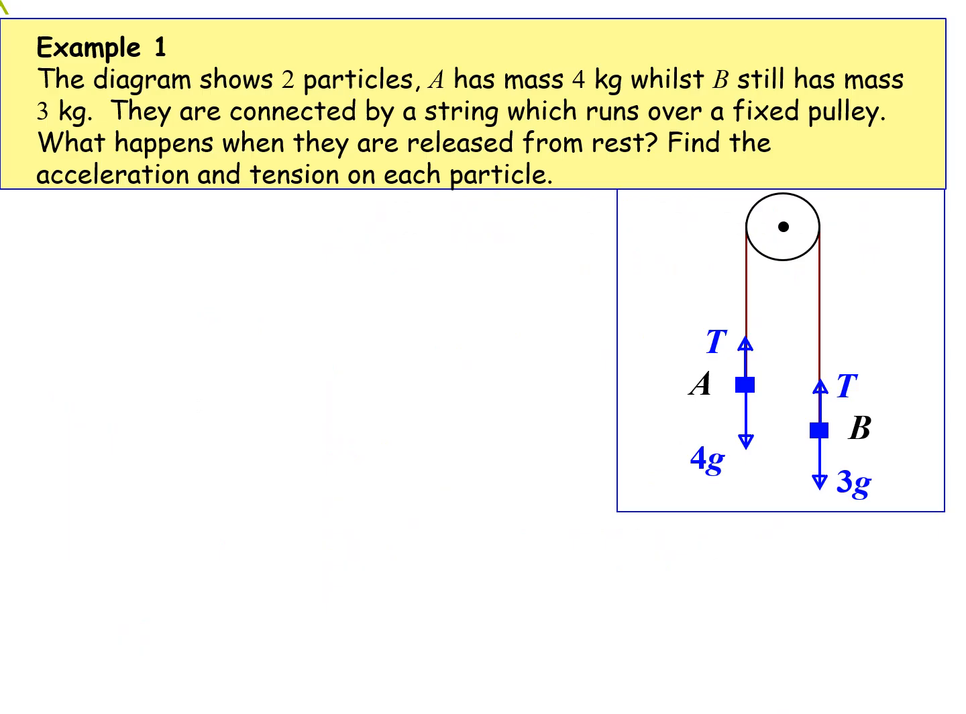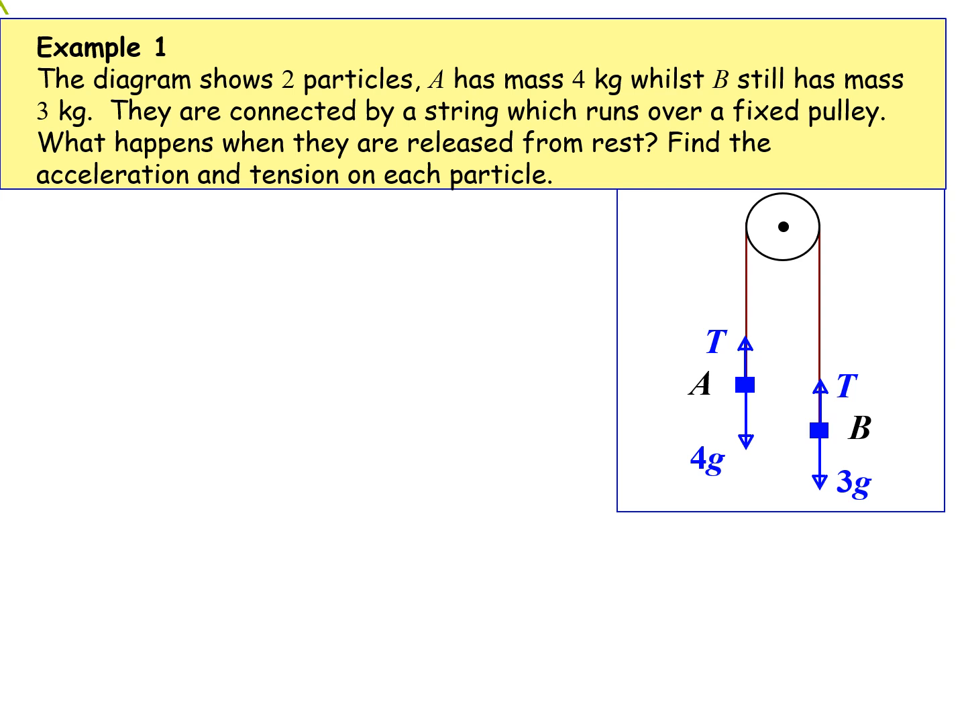Right, example 1 here. The diagram shows two particles. A has mass 4 kilograms, whilst B still has mass of 3 kilograms. They are connected by a string which runs over a fixed pulley. What happens when they are released from rest? Find the acceleration and the tension on each particle.